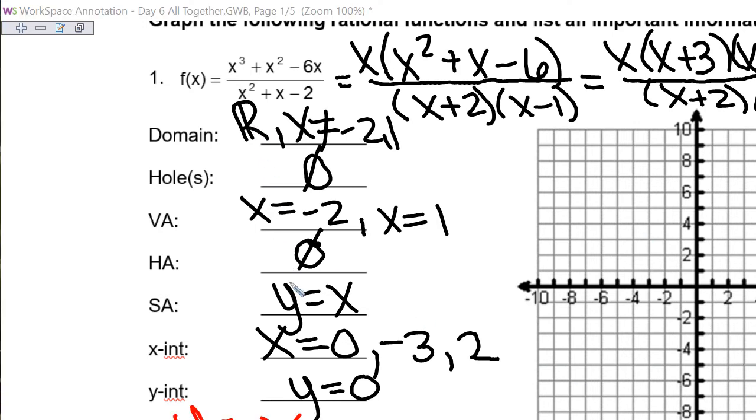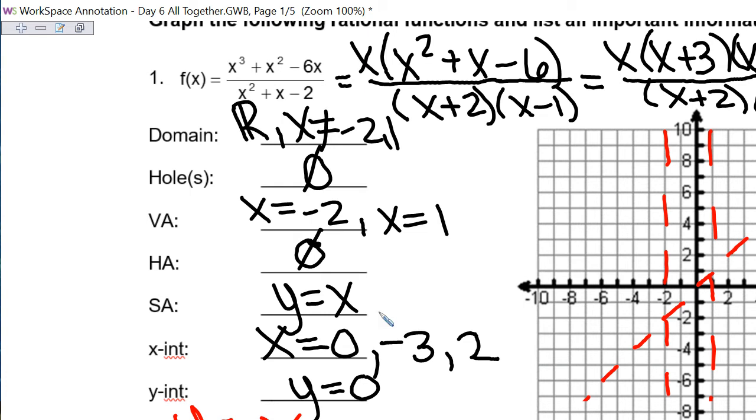So now that we have all the information gathered, the first thing you need to do is plot those asymptotes. So we have vertical asymptotes at -2 and +1. And we have a slant asymptote that is a linear parent function. You can start with a y-intercept of 0, go over 1, up 1. Or if you're very familiar with it, and you should be, you should know that it just cuts quadrants 1 and 3 right down the middle.